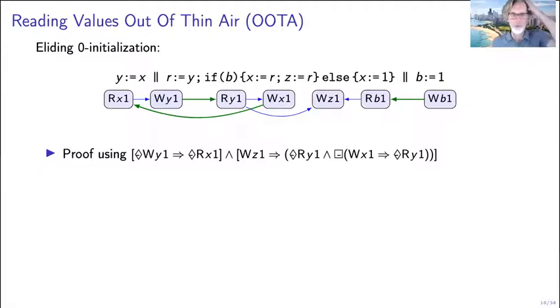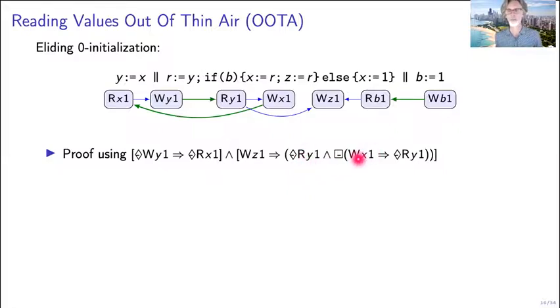We can actually prove that this execution is impossible. In fact, I can prove that it's impossible to write Z as 1 here. And it uses temporal logic. So what this says is that if you write Z as 1, then at some point in the past, you must have read that Y is 1.